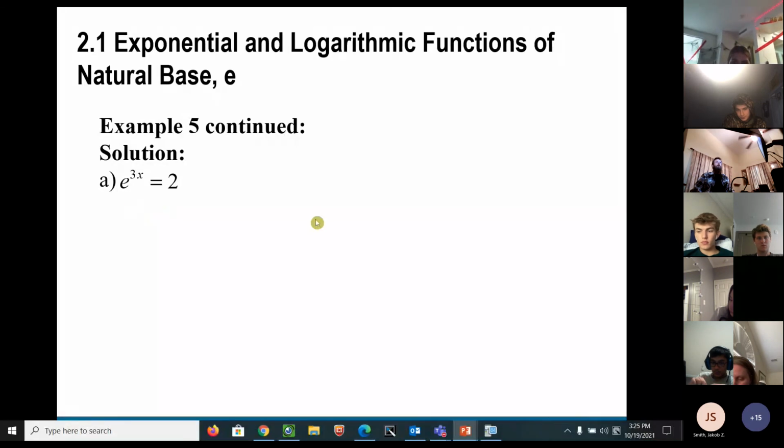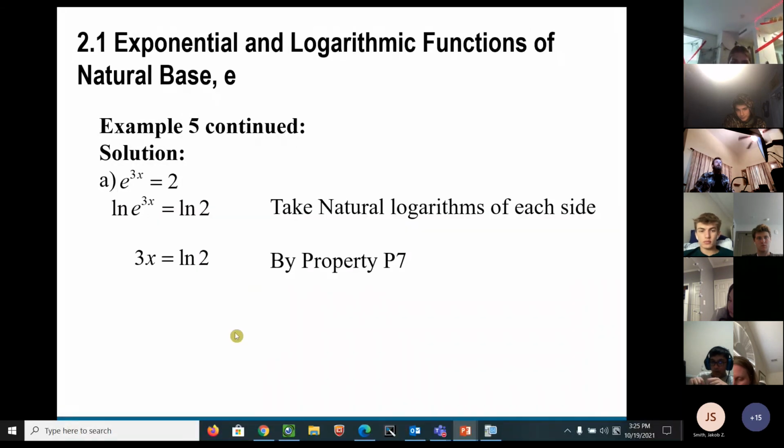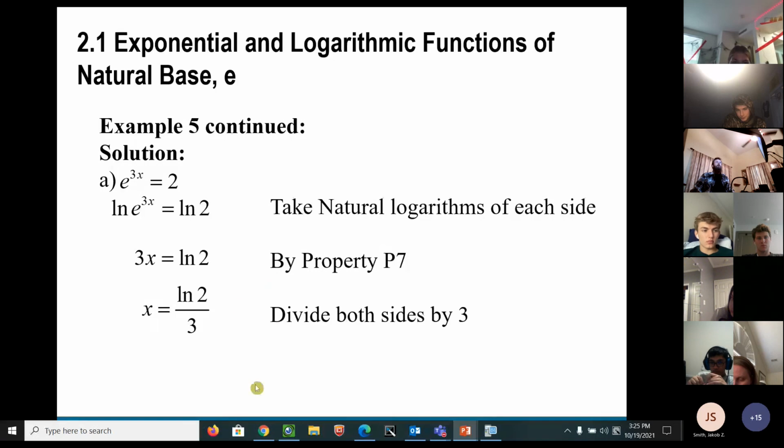There's what we just did. Oh, I didn't take the natural log of both sides. Sorry. So natural log of 2 over 3.